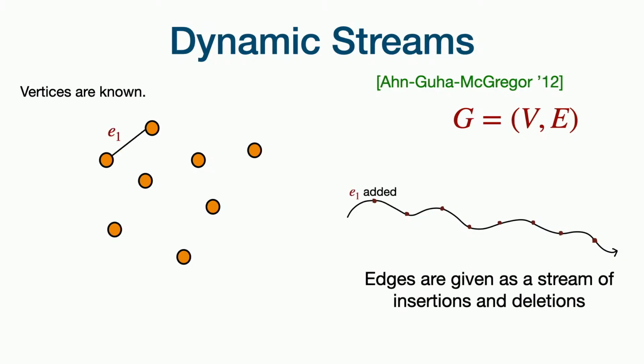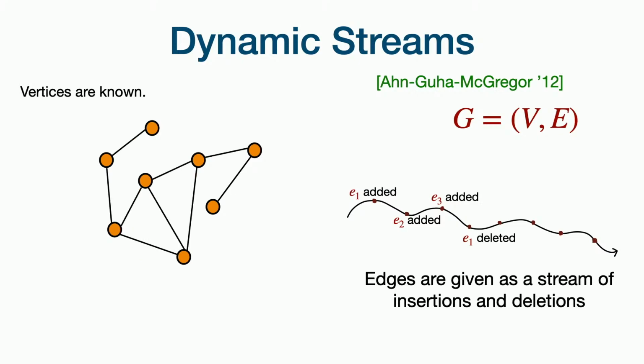Maybe the first element in the stream is this edge insertion. There's this edge E1 between these two vertices. It's inserted in the graph. The second element could be another edge insertion, maybe then another edge insertion. But we could also potentially have edge deletions. So maybe the next element would delete edge E1 that was inserted at the beginning. Okay, and what's our goal? Our goal is, at the end of the stream where the whole graph is defined, to report a large matching of this graph.